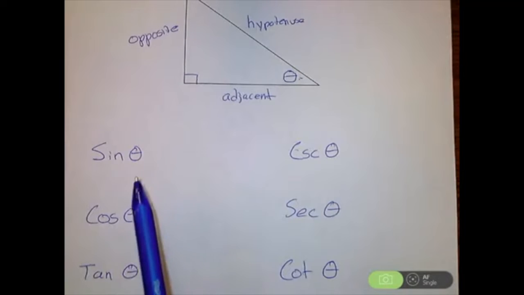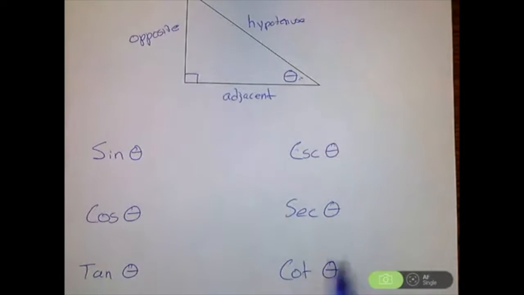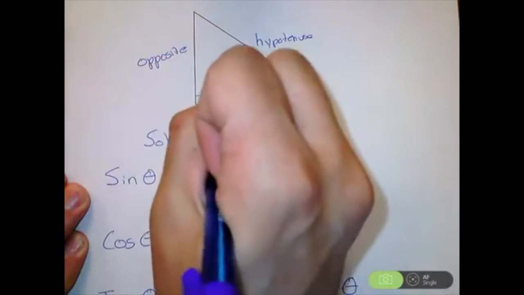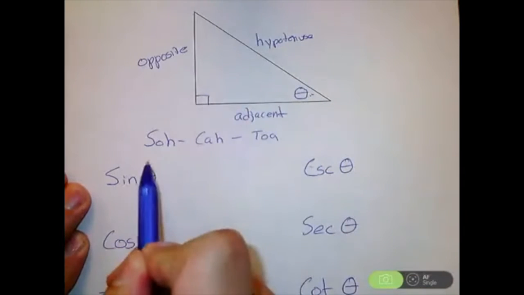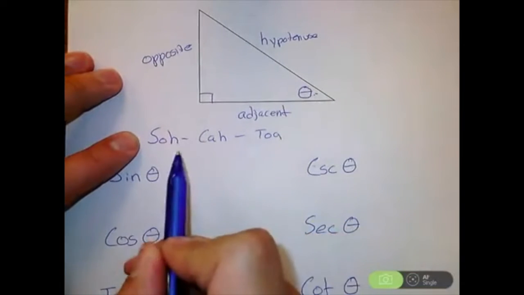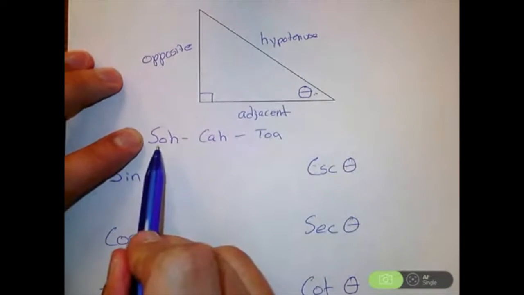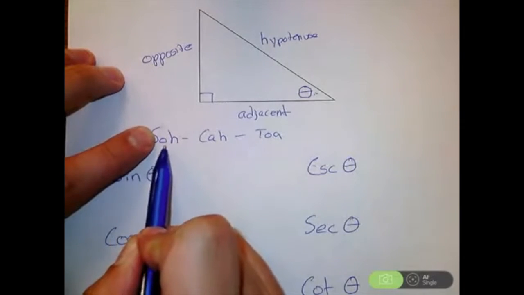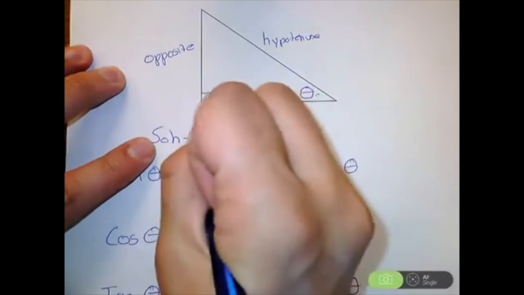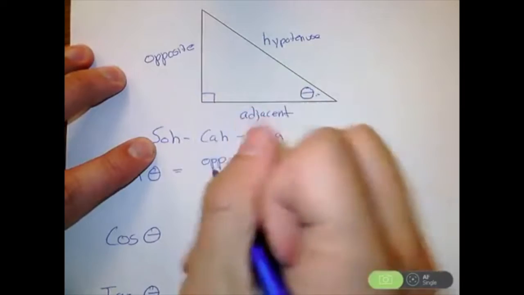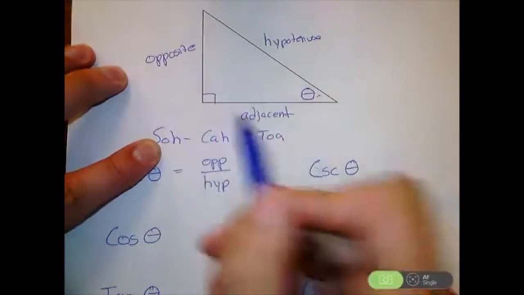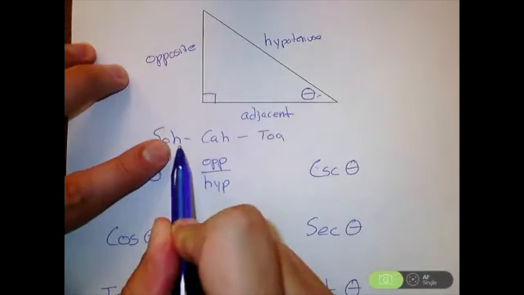So we need to define what is the sine of theta, the cosine, and the tangent. The common saying that we use to remember is SOH CAH TOA. Here's how it's going to work. If you want to know the sine of this angle, S stands for sine. The O and the H stand for opposite and hypotenuse. So the sine of theta is going to be the opposite, OPP, divided by the hypotenuse, HYP is how I'm going to abbreviate that. So sine, opposite, divided by hypotenuse, SOH.